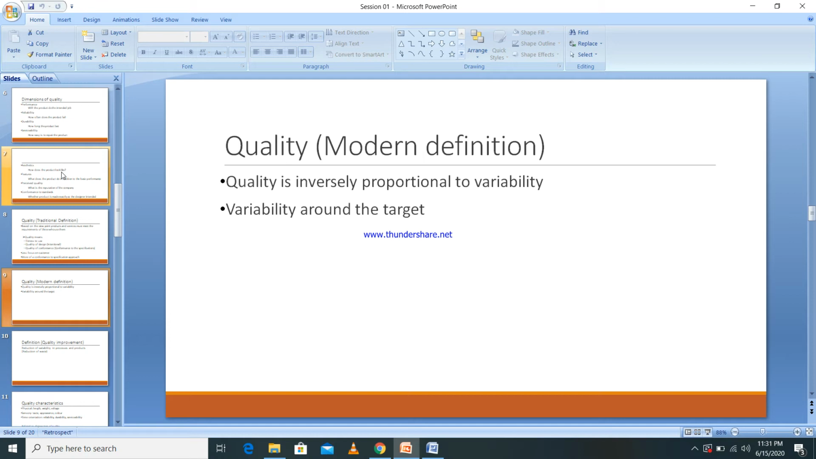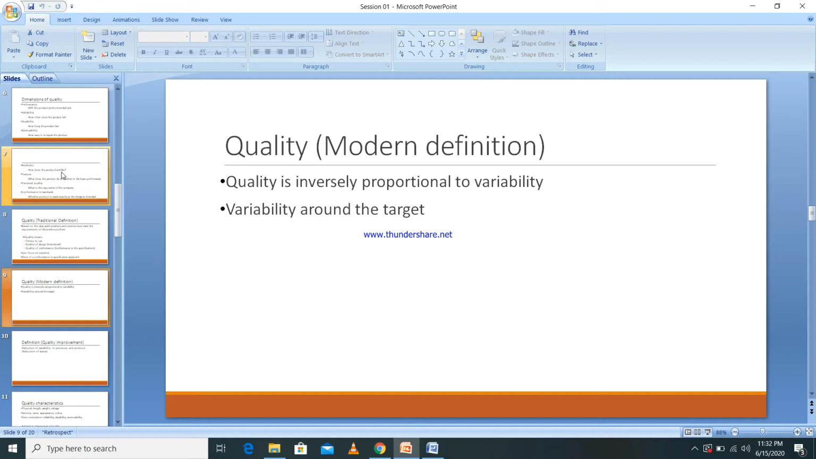So then, if quality is inversely proportional to variability, the next question is, what is this variability? As people who are familiar with statistics, we know that variability is the range, or the spread, of a measurement. So in quality, what variability are we concerned about? That is the variability around the target value, right? So in quality there is something called a target value, and we are concerned about the variability around this target value.